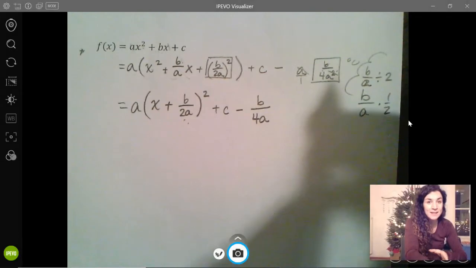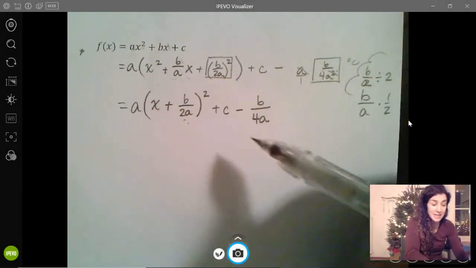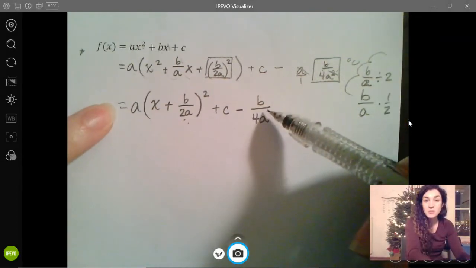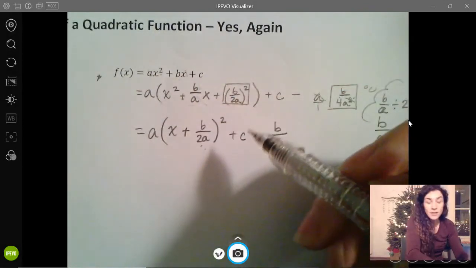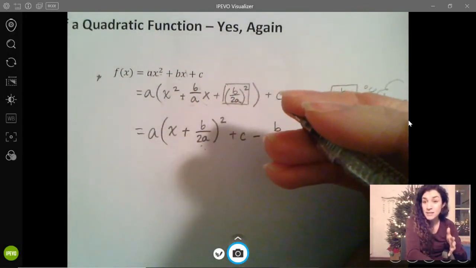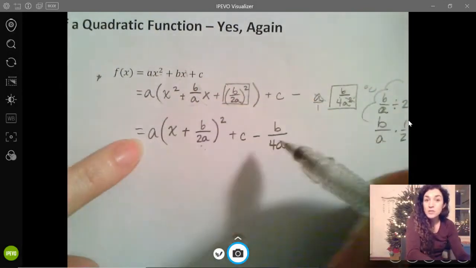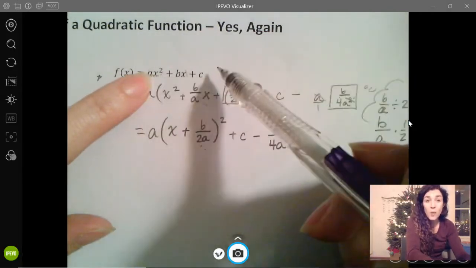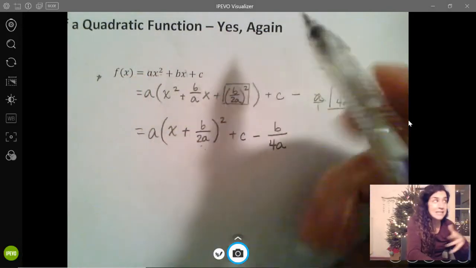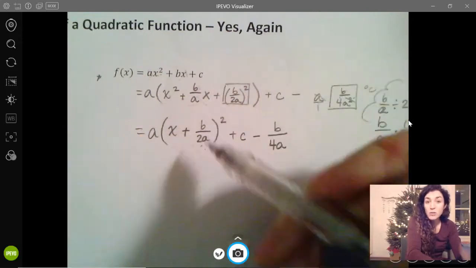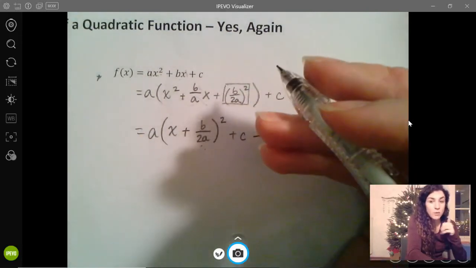So we've put it into our vertex formula, and this formula works every single time. You could memorize this formula if you wanted to. I definitely don't recommend it. You could just memorize this formula, and then no matter what values you get for a, b, and c, they could be crazy numbers, you can plug them into here and get the vertex formula every single time.